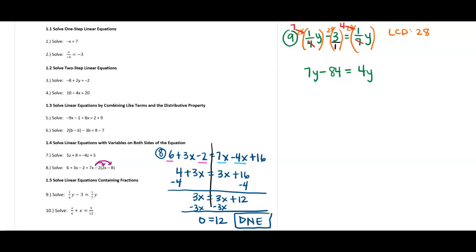And so now I want to get my y's on one side, whole numbers on the other side. So I'll subtract my 7y over. So I have negative 84 equals negative 3y. And then I just need to divide by negative 3. So negative 84 divided by negative 3 is going to give us 28. Positive 28.